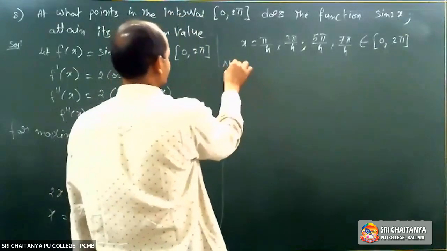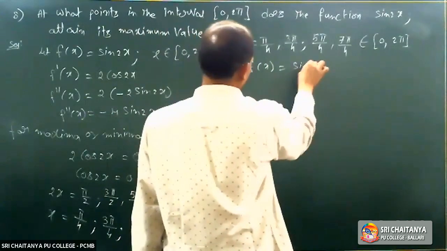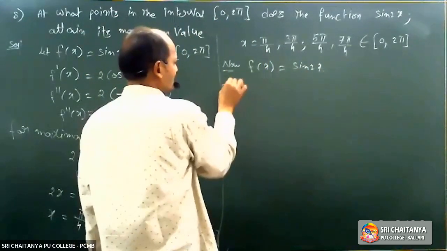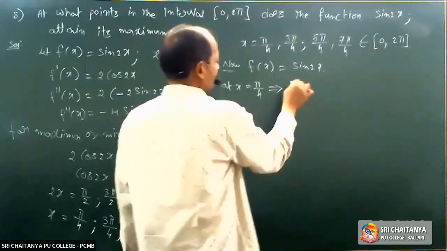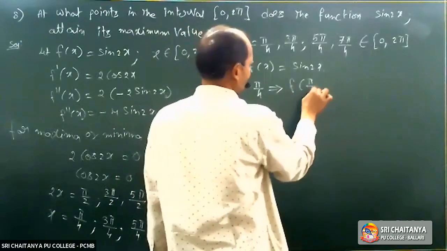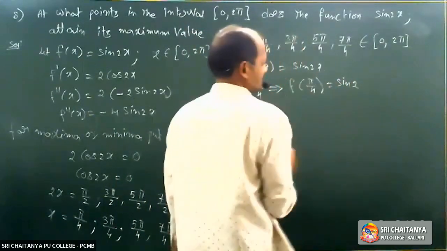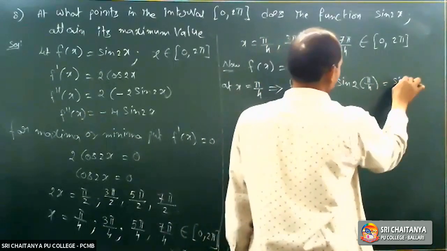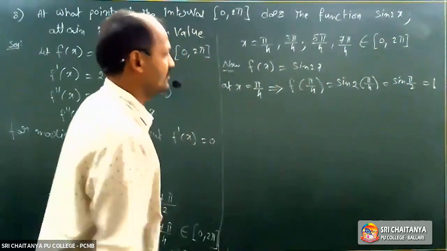Now f of x is equal to sine 2x. Find at x is equal to pi by 4. What about f of pi by 4? It is sine 2x, that means 2 into pi by 4. It is sine pi by 2. Sine pi by 2 value is 1.